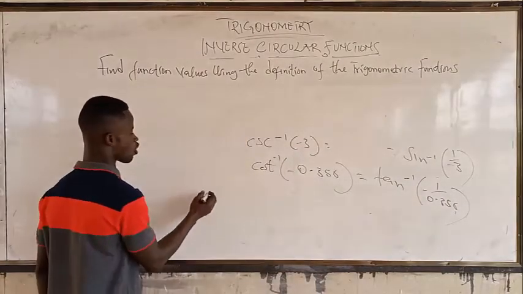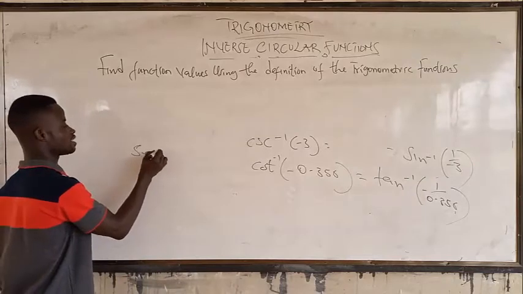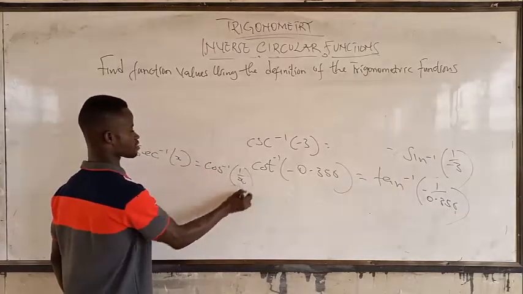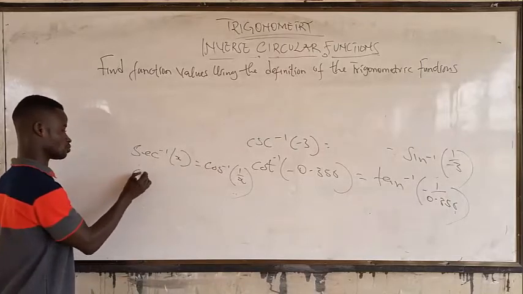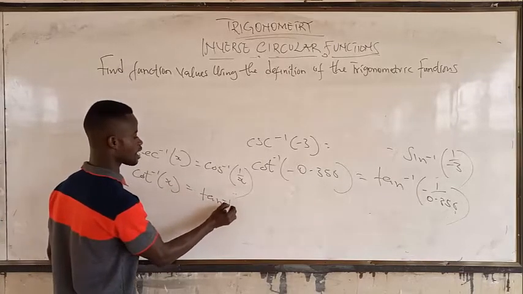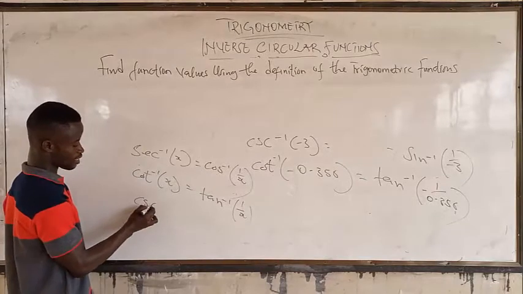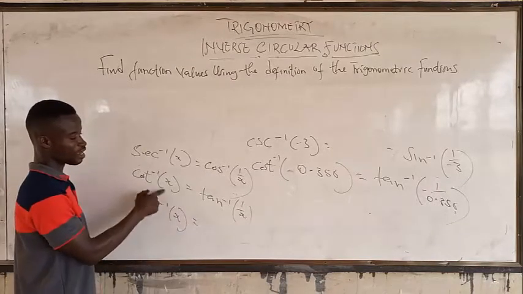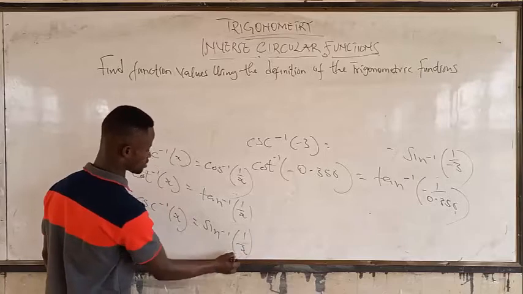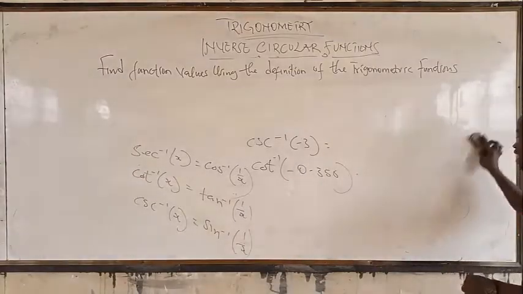So simply, sec inverse of x is the same as cos inverse of 1 over x. And cot inverse of x is the same as tan inverse of 1 over x. Lastly, cosec inverse of x, no matter the angle, is the same as sine inverse of 1 over x. Very good. So we can now proceed to what we have for today. It's not anything difficult.